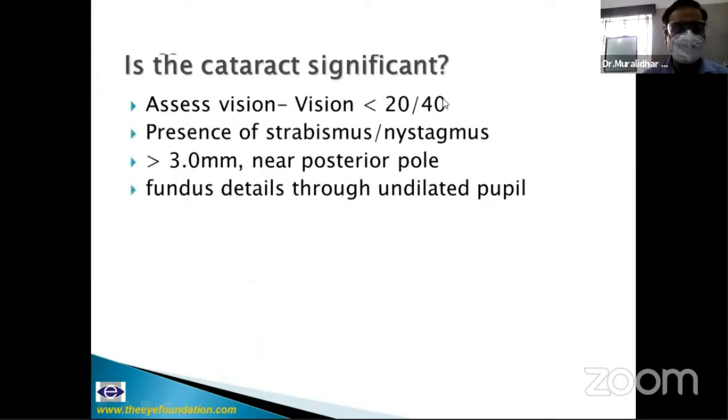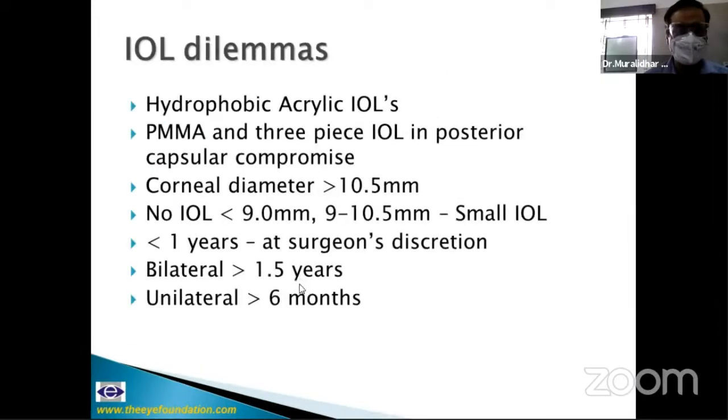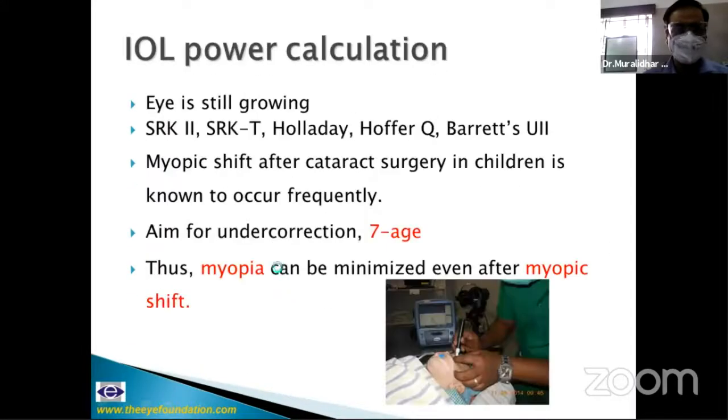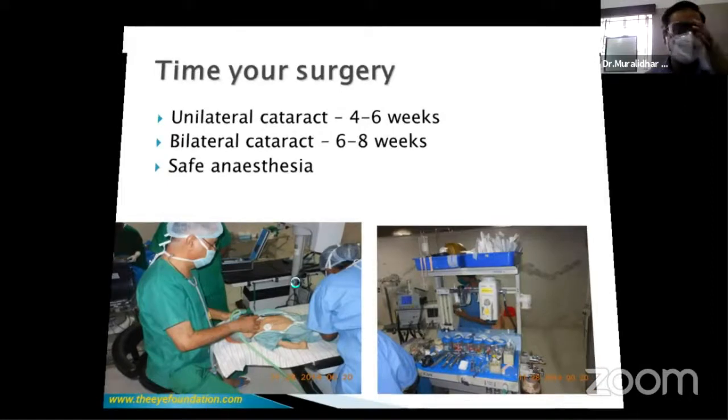And this is how you assess the visual significance. If the vision is less than 6/12, or if it is more than 3 millimeter, or if the child is complaining, then it's visually significant. All this needs to be taught. So I'll just wind up with a surgery video. This is the ideal age of cataract surgery, which also we need to teach them. And this is the procedure that we do age-wise.